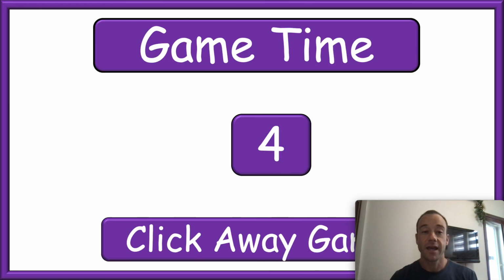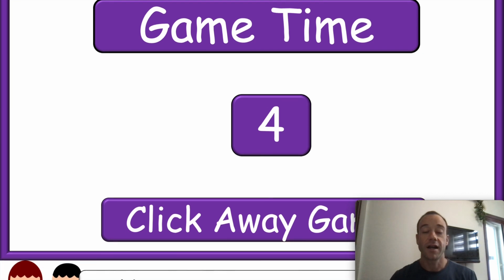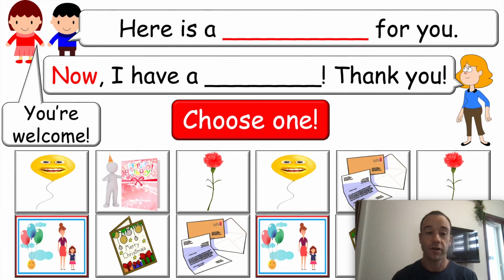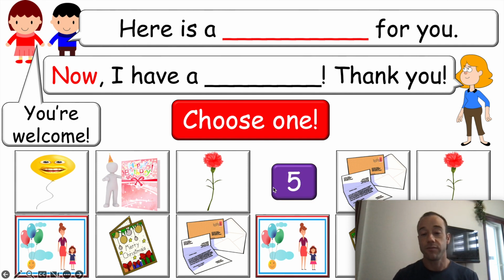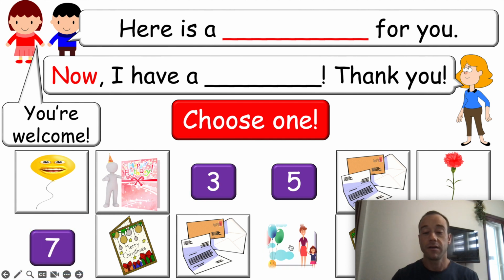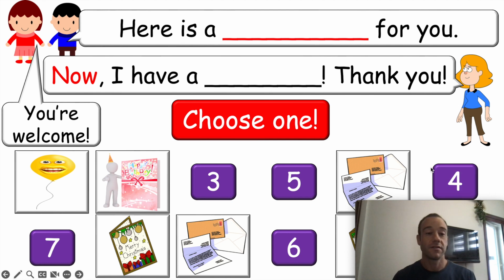Then we have a click away game. So they'll practice the dialogue, choosing one of the words. You bring 2 students up from one team. They can say, here is a funny balloon for you. The other student says, now I have a funny balloon. Thank you. You're welcome. Choose one of the funny balloons. Okay. This case, it's 5 points. And then keep practicing. You don't have to do all of them, but you can practice, have them choose for points. The students like to play the click away game. It's a classic.